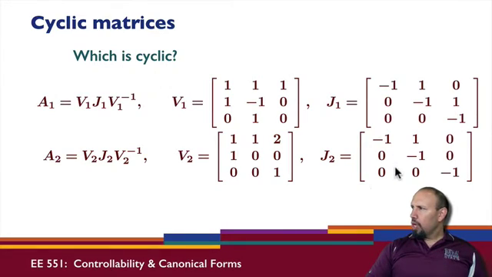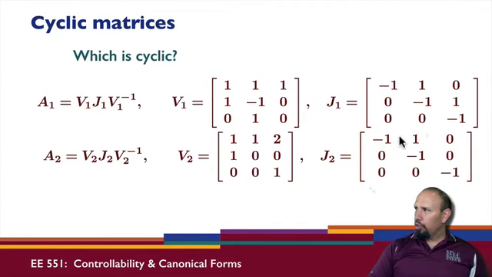This one has two Jordan blocks, a 2x2 Jordan block and a 1x1 Jordan block. It turns out that for a system to be cyclic, it can only have one Jordan block for each eigenvalue. In this case, I have two Jordan blocks for the eigenvalue -1. So this one is not cyclic, this one is cyclic. One way to check whether a matrix is cyclic is by checking its Jordan form. If the Jordan form has one Jordan block for each eigenvalue, then it is cyclic. If not, then it is not cyclic.